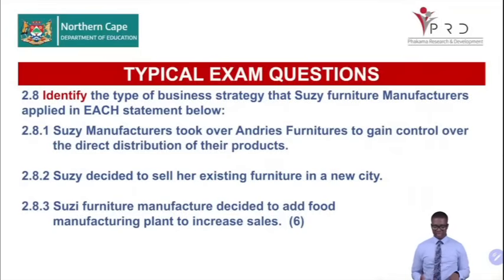Suzy decided to sell her existing furniture in a new city. Then Suzy Furniture Manufacturer decided to add the food manufacturing plant to increase the what? The sales. Now identify the types of business strategies that Suzy Manufacturer applied in each statement. So let me give you 2 minutes and you choose from the 4 strategies the correct answer. Then I will come back with the solution after the 2 minutes. So let me give you your 2 minutes.